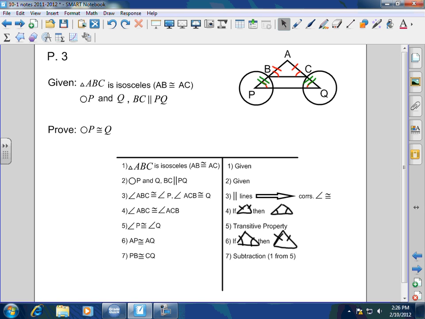And last but not least, circle P is congruent to circle Q because the radii are congruent. Circles with congruent radii are congruent.